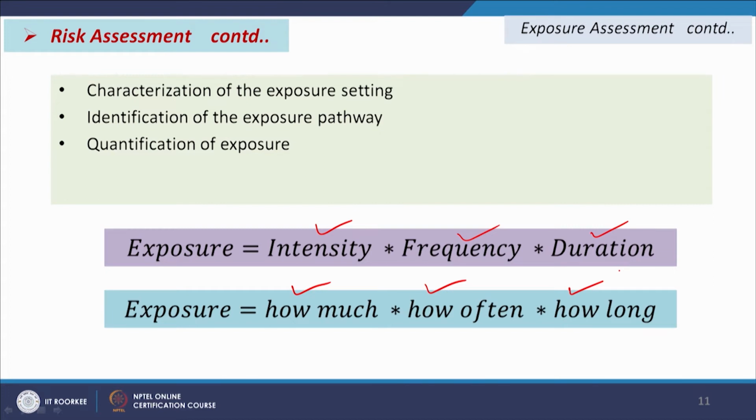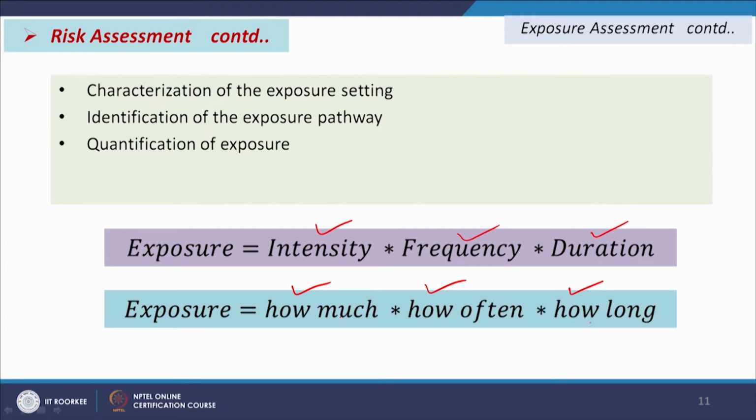Say I am living in a particular region for the last 30 years. So, during the last 30 years, what is the exposure? Every day, say I go to that particular area for 2 hours a day. So, 365 into 2 hours per year. That way how often and how long is taken into consideration, and how much, what is the concentration present in that. So, that will be considered to characterize or to quantify the exposure.